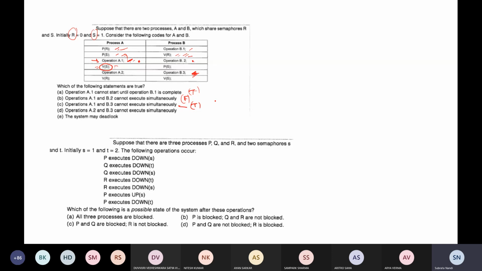The D. Operation A.2 and B.3 cannot execute simultaneously. They can. So this is also false, right? So there are basically two true statements. So there can be two true statements. What about the last problem? What will be the answer?